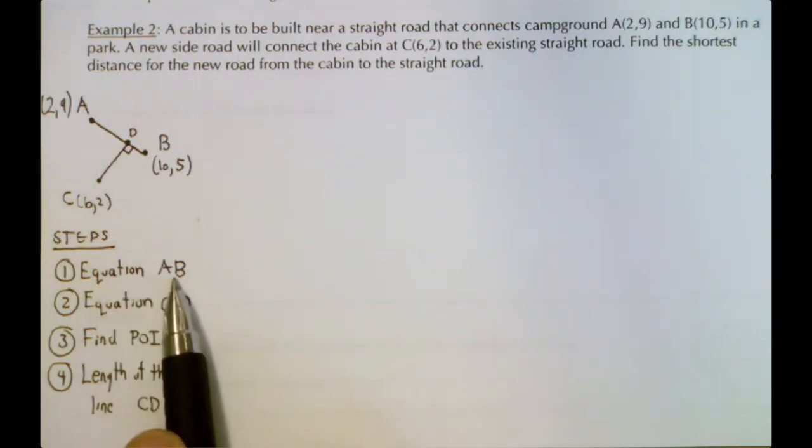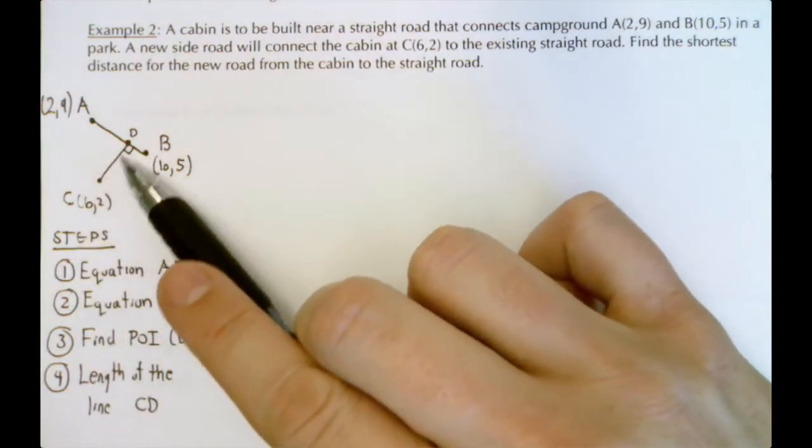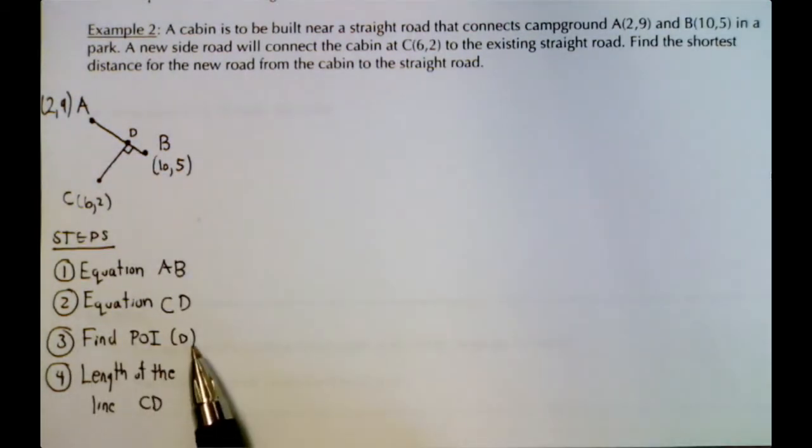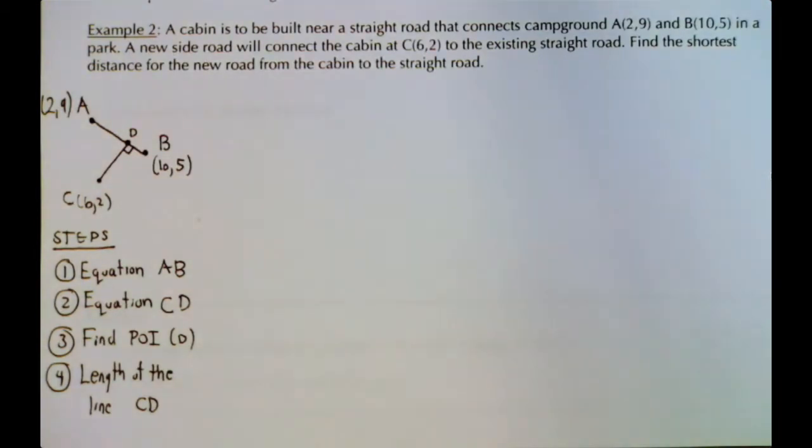So 4 steps, all using stuff that we've learned this unit. Equation of a line, equation of an altitude, which is what we just did in example 1. The POI, which is what we did all last unit. So we're going to use substitution and elimination. And then the length of the line CD, which is what we did in lesson 2.2, find the length of a line. So 4 steps. So let's start with step 1.